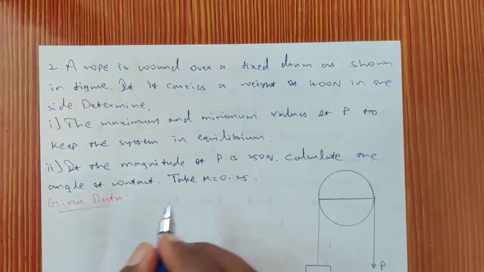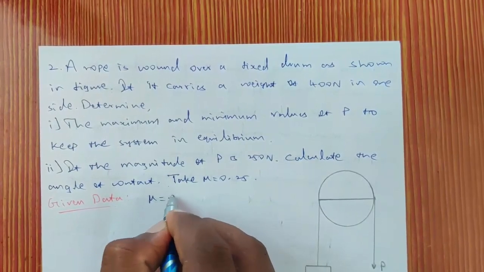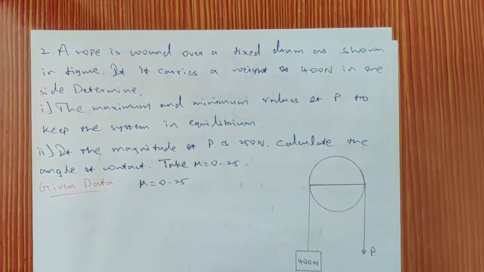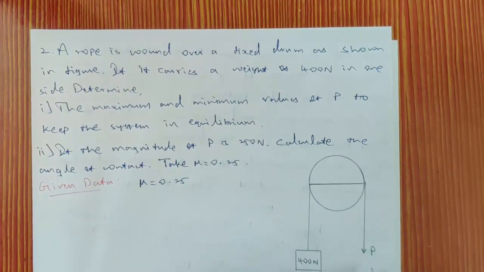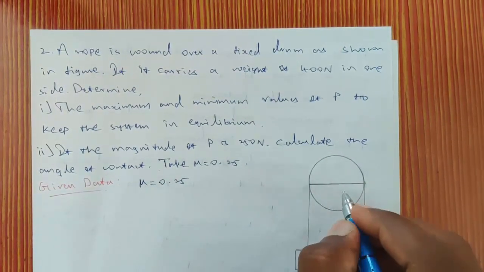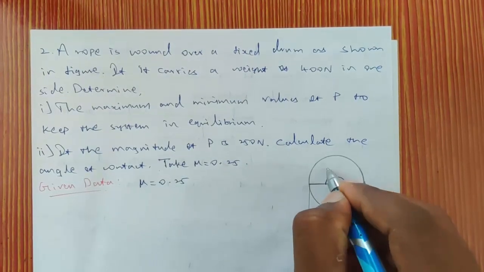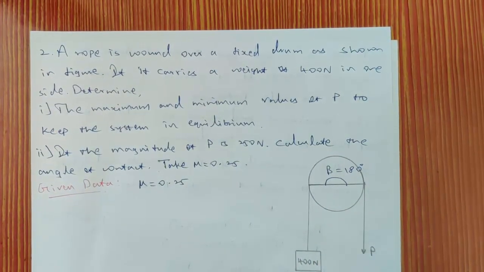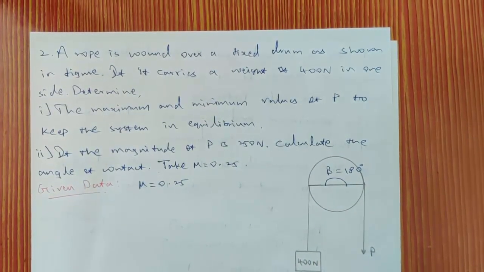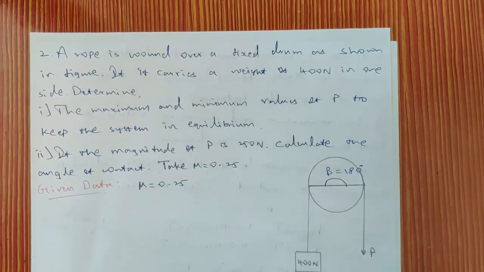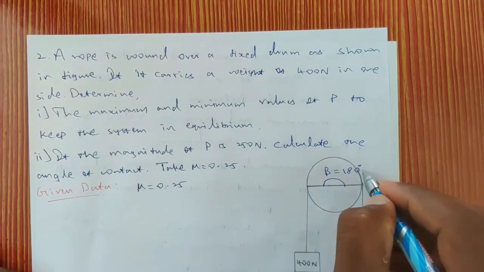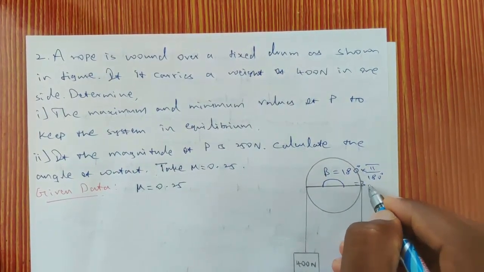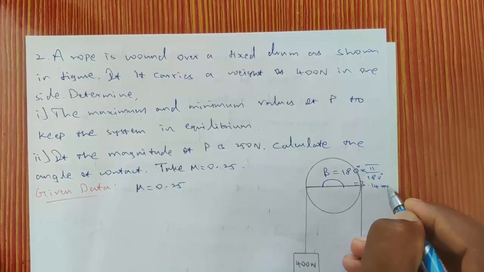Okay, let's start from the given data. The mu value is given as 0.25. In the image you can see the rope covers half of the circumference of the fixed drum. So beta is equal to 180 degrees. Since beta is 180 degrees, we have to convert this into radians. So it is 180 into pi by 180, that is equal to 3.14 radians.